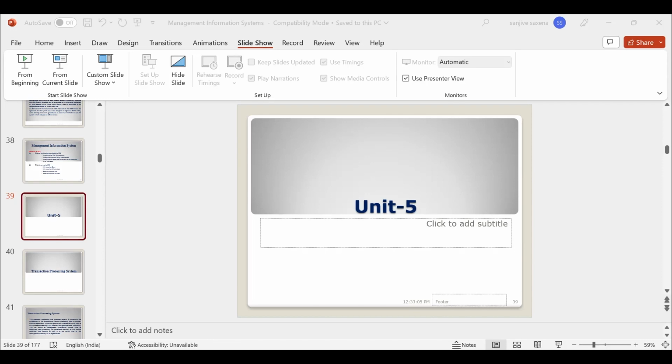Which of the following is not the objective of MIS? Data generation, generation of information, retrieval. Correct answer is data generation. See why it is not an objective? Because the objective is to help in decision making, not to generate data. It works on the data which is already generated.